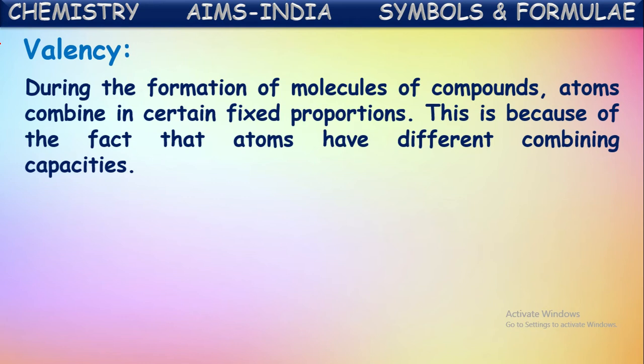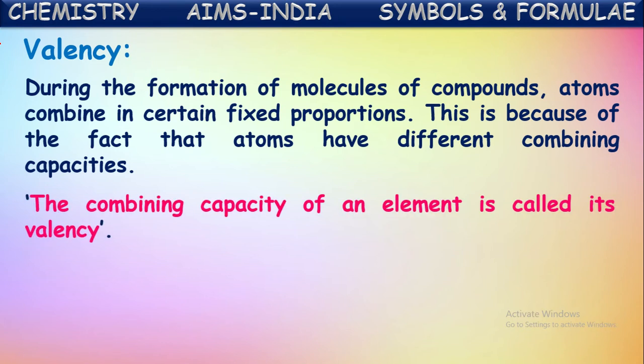If you take water again, however it is prepared, hydrogen and oxygen atoms always combine in the fixed proportion. This is because each and every atom has a certain combining capacity. Different elements have different combining capacities. This combining capacity of the elements is known as their valency. The combining capacity of an element is called its valency.